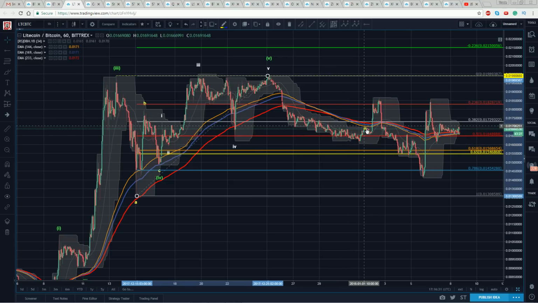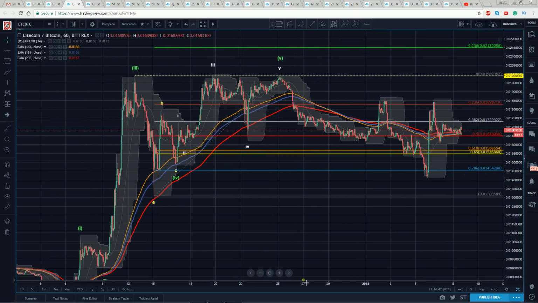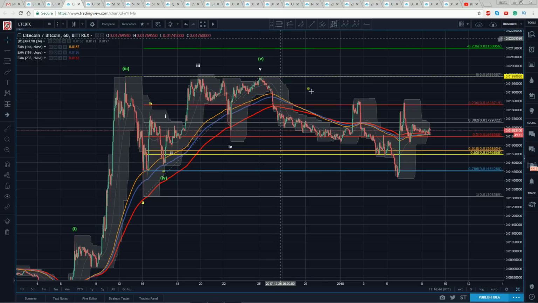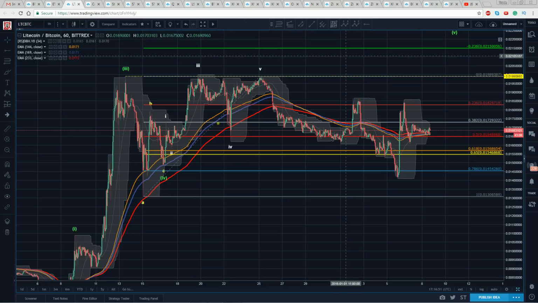I suppose you could make a case for an ABC in here, as this high is not as high here, and then we start a 1, 2, 3, 4, 5 to finish the C. That may be what we're seeing. It's possible. So if you looked at that, that would imply the 5 is still up here to be defined.